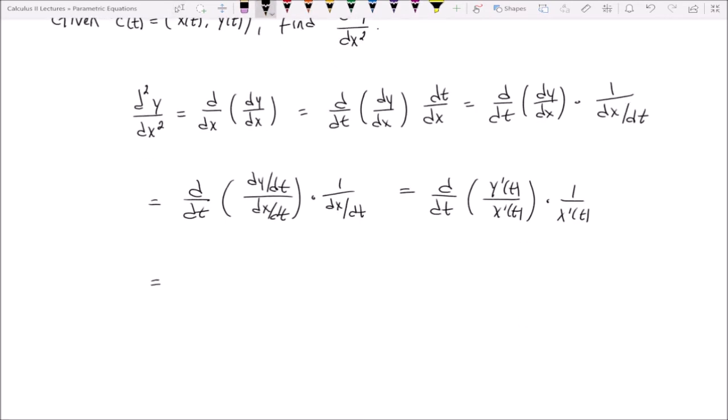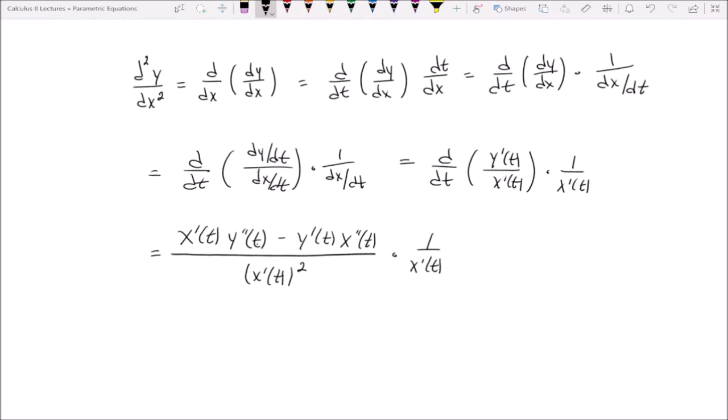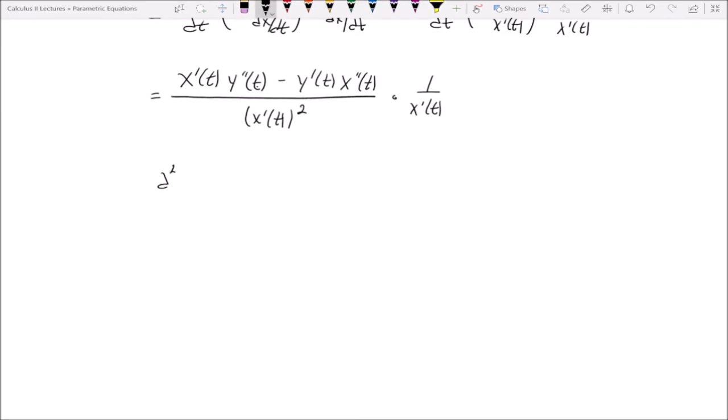Well, we're going to have to evaluate that using the quotient rule, right? So x prime times y double prime minus y prime times x double prime, all over x prime squared, times that by 1 over x prime, and we get that d squared y dx squared is equal to x prime of t times y double prime of t minus y prime of t times x double prime of t, all over x prime of t cubed.